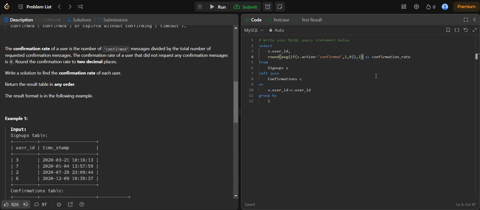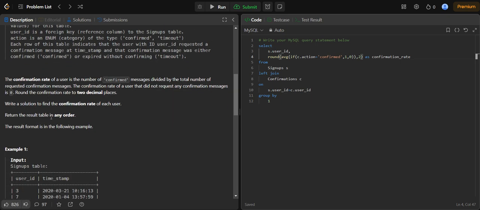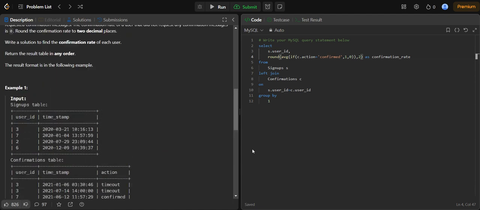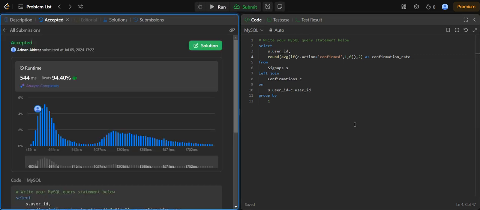If you look at the question the first time, it would seem very easy. But when you try to solve this problem yourself, since there is a lot of information, the question might seem confusing. I hope you have understood the solution. Okay, let me submit. It got accepted, 94%.